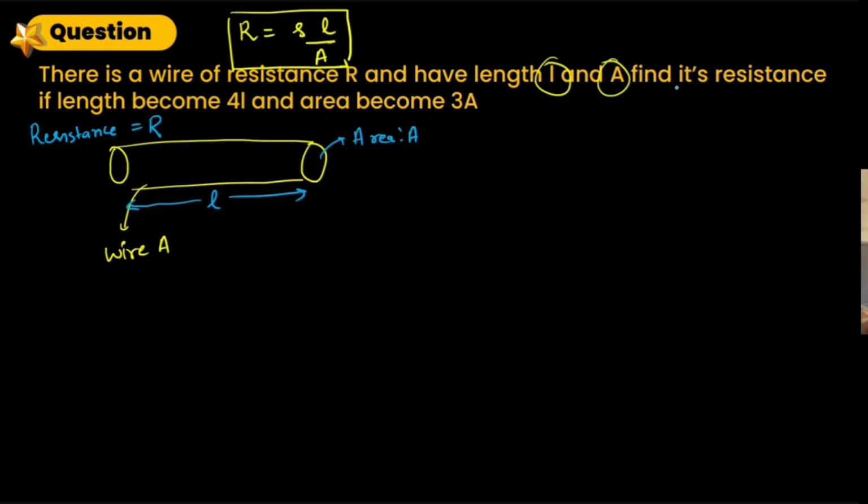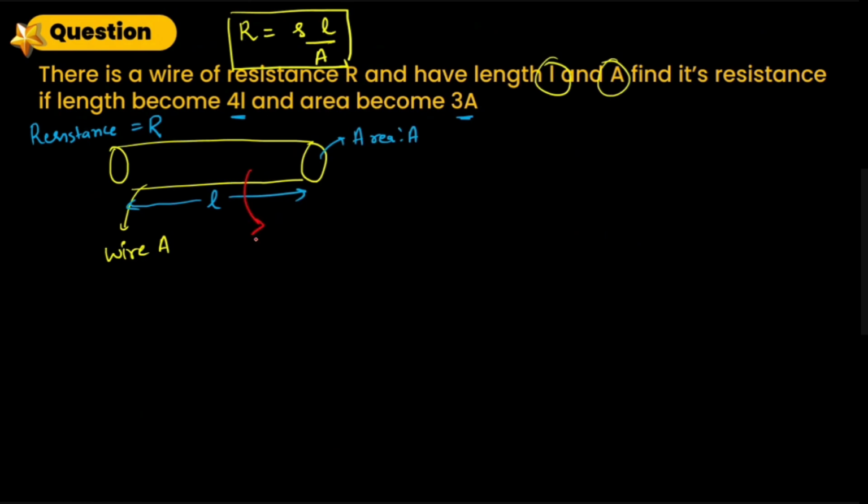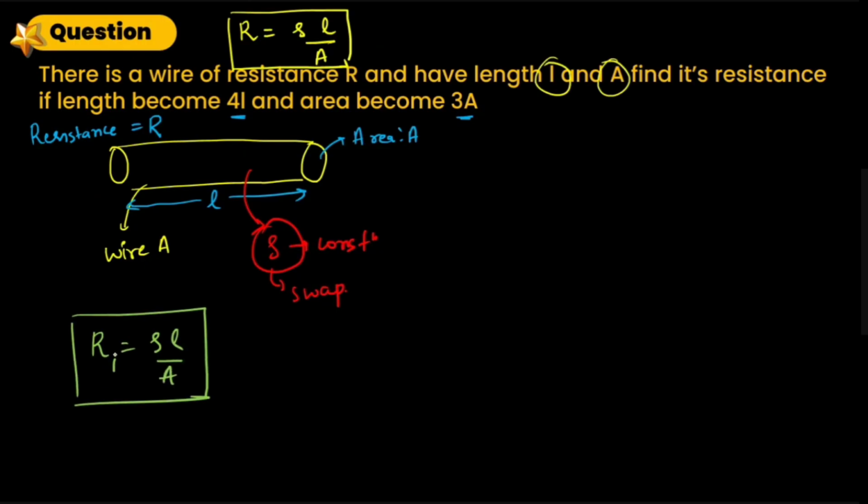So the question asks, what is the resistance if length becomes 4 times, area becomes 3 times? So for such questions, the one thing which is constant, because we are considering that one element only, is its resistivity. So for two different wires, we can equate the equations. So here R is nothing but rho L by A. This is the initial R.